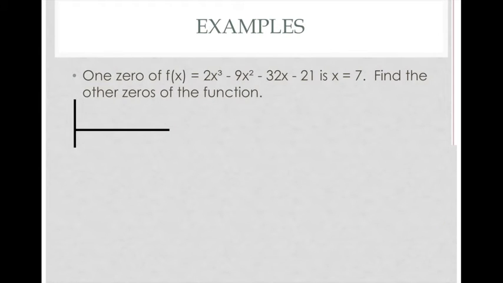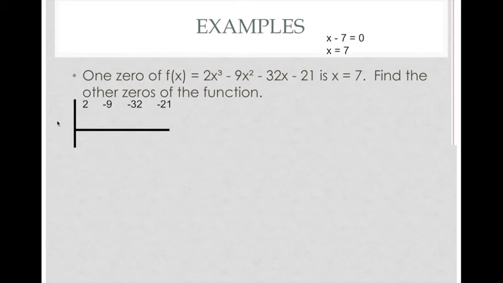Okay, let's try another one of those. So it says one zero of f of x equals 2x to the third minus 9x squared minus 32x minus 21 is x equals 7. Find the other zeros of the function. Okay, so this x equaling 7 is the same as x minus 7. So this is one of my factors, and x equals 7 is one of my zeros. So I can use synthetic division to help me find my other two factors.